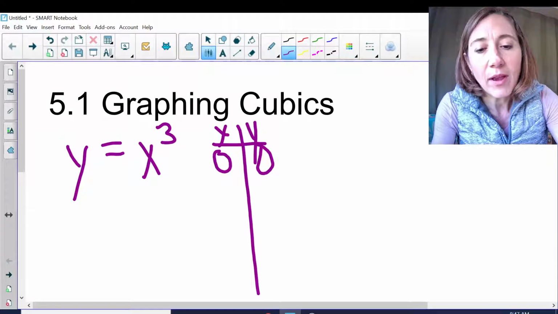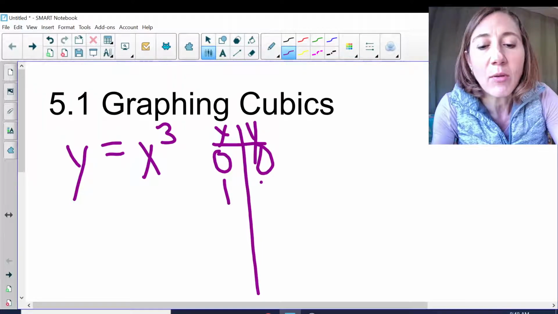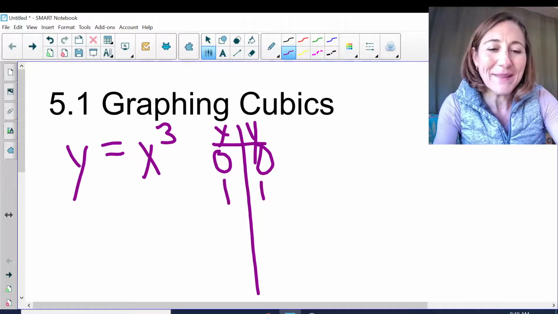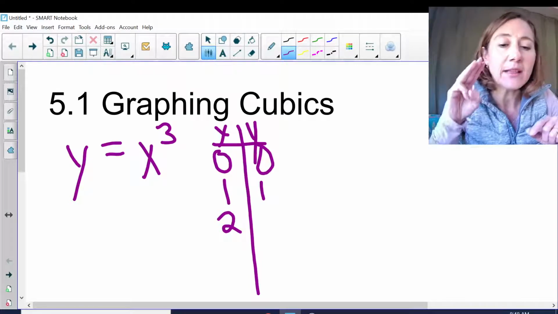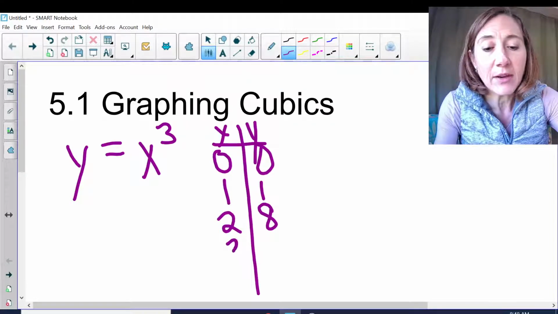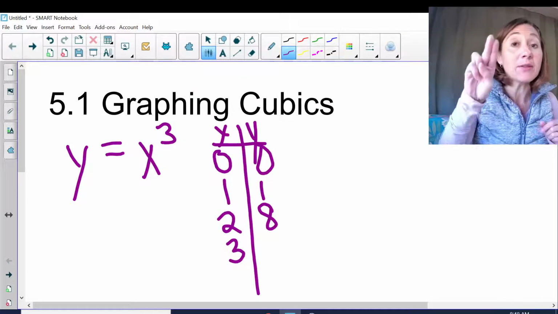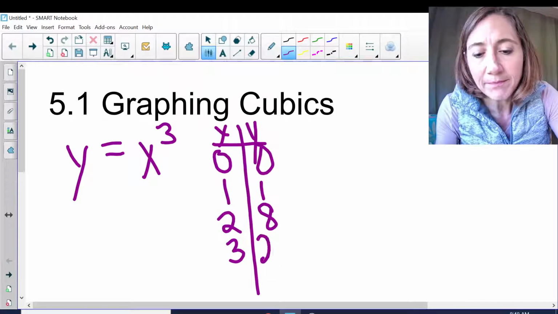That's 0. What about a 1? Let's take a 1 and cube it. 1 times 1 times 1, that's still 1, not 3. Let's take a 2 and cube it. So 2 times 2 is 4, times another 2, that makes 8. Let's do 3 cubed, even though we won't have room on our graph. 3 times 3 is 9, times another 3, yeah, that's 27.